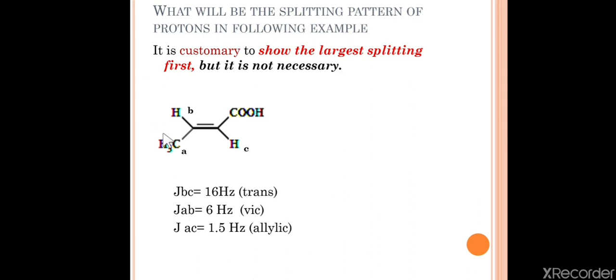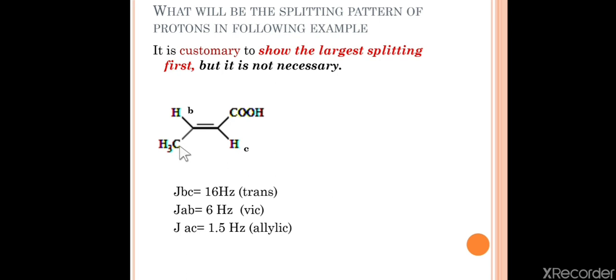This is the example of crotonic acid, and in this we have A, B and C, three different types of protons. So considering the coupling constant, J trans, that is JBC, is the largest in this example. So we need to always consider the splitting of this largest coupling constant first. Now we have JAB, which is a vicinal coupling, and it is 6 Hz, whereas JAC, which is allylic coupling, is 1.5 Hz. So let's consider the splitting pattern of this CH3, which is labeled as A.